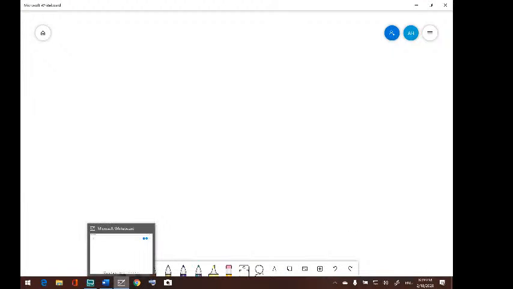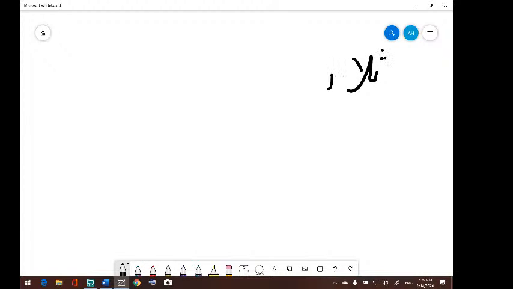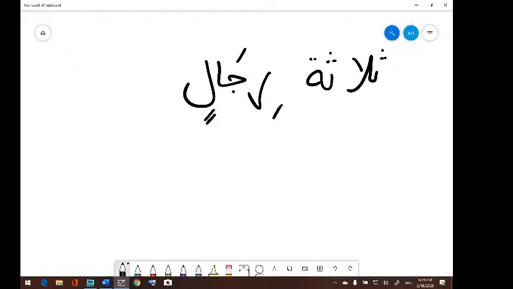For example, ثلاثة رجال. So, number 1, it's going to be plural, obviously, because we're talking about 3 and more. So the word itself is going to be plural. Number 2, it's going to be non-specific. Why is it going to be non-specific? Because by saying 3, you are making it specific already.